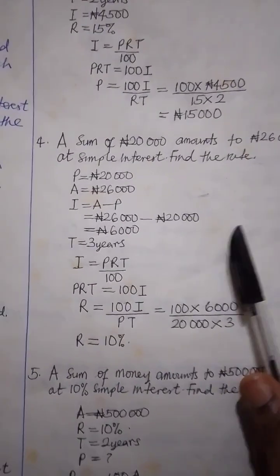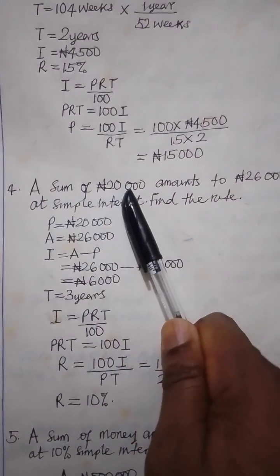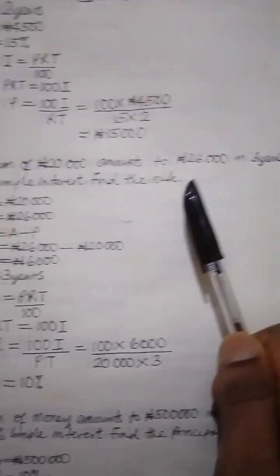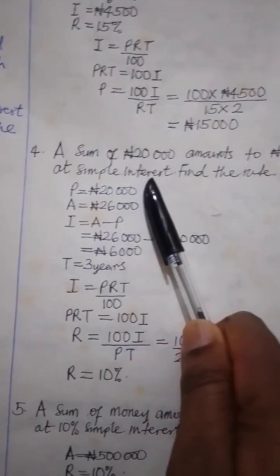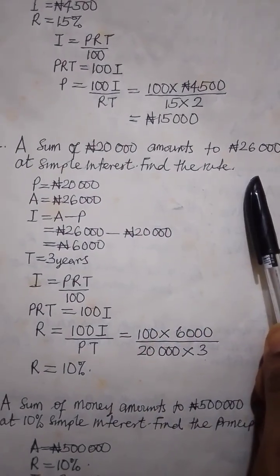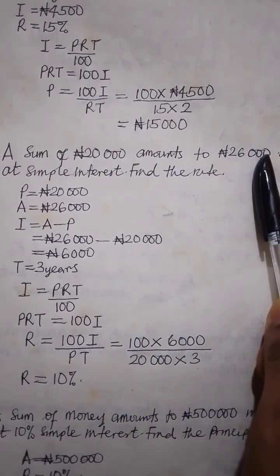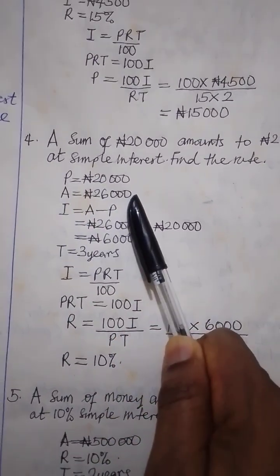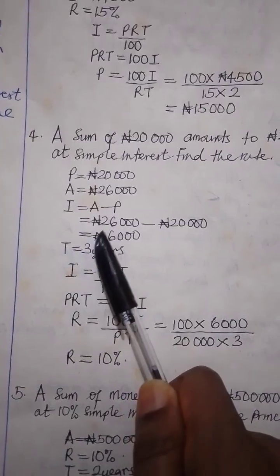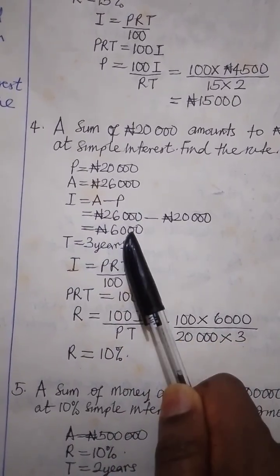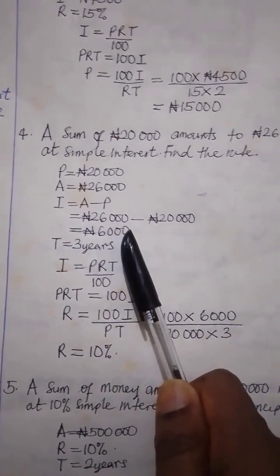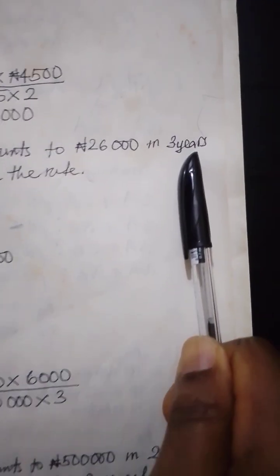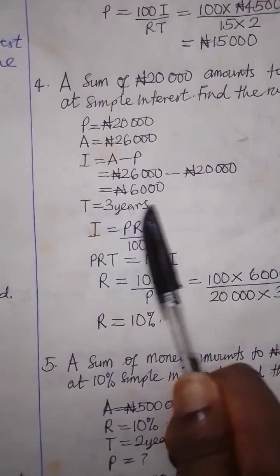Question 4 now. A sum of 20,000 amounts to 26,000 in 3 years at simple interest. Find the rate. 20,000 amounts to 26,000. So it means that principal is 20,000, our amount is 26,000. From there we can get our interest, which is amount minus principal. That will give us 6,000. We're told 3 years as time, so T is 3 years.